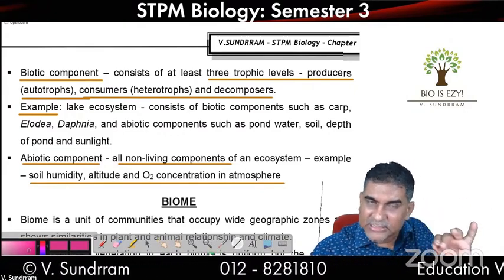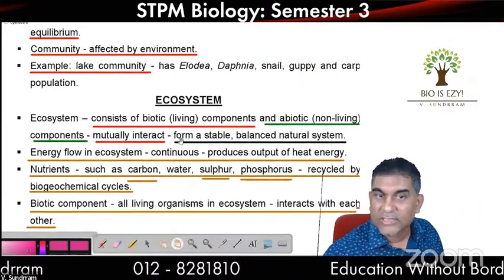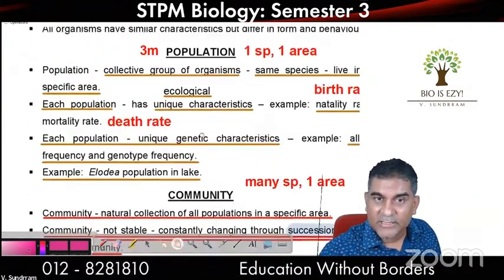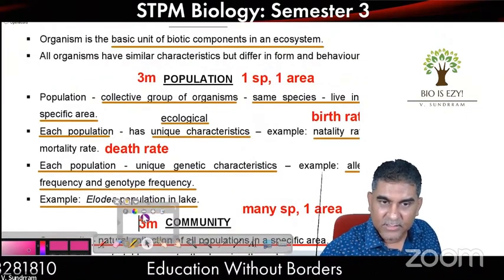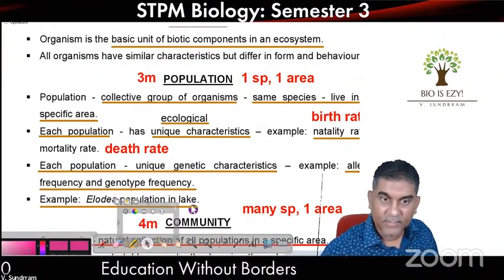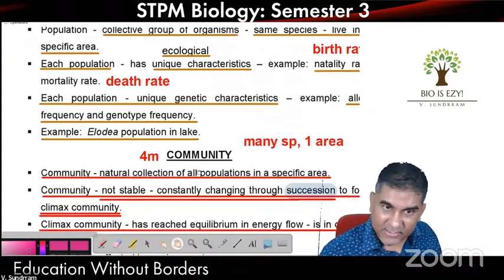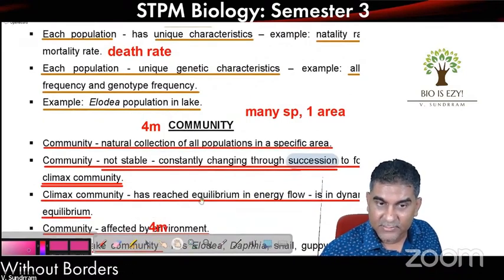General description of ecosystem is worth 5 marks. General description of community is worth 4 marks. So this is 3. This is 4. Community can give you 4 marks. Population can give you 3 marks. Ecosystem can give you 5 marks.